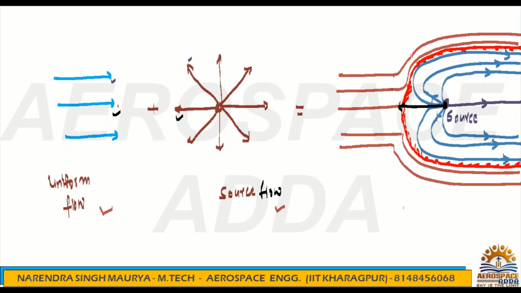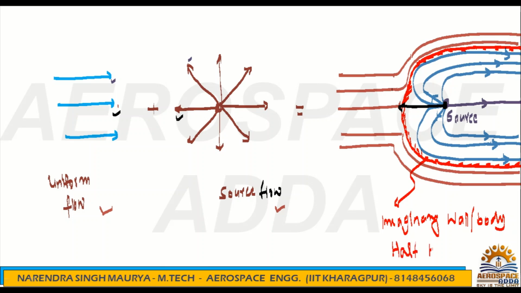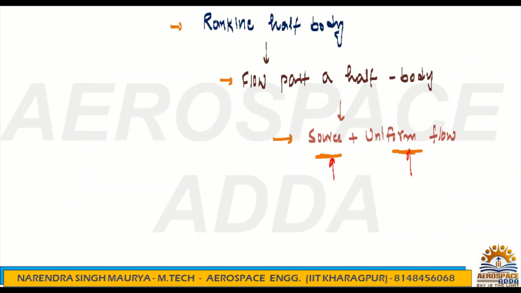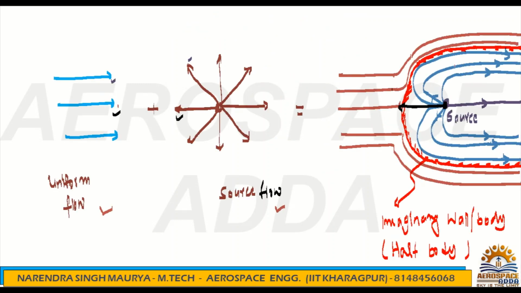So you can check this body, which is nothing but the imaginary body, the red one, the imaginary wall, you can say. And if you see this imaginary body, it is open, so that is the reason it is called a half body. A half body is not a full body. A full body means the complete structure, but this is open, hence it is called a half body. For that reason, this combination of source and uniform flow is also called the Rankine half body, also called flow past a half body. See, we have a half body here, the red dotted lines, it is a half body, and we have flow past the half body. These are the uniform flow.